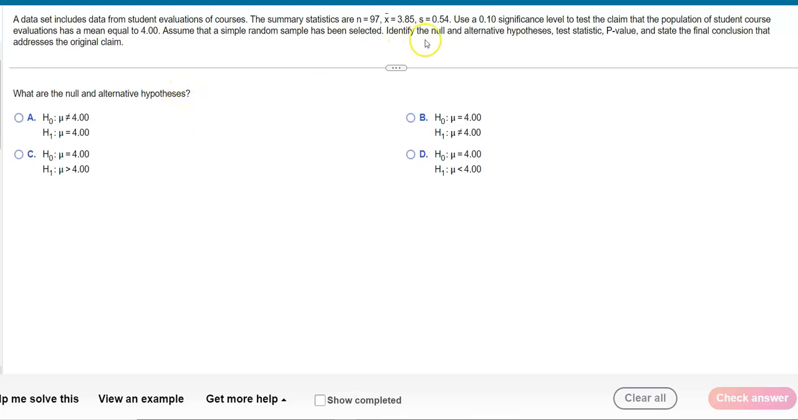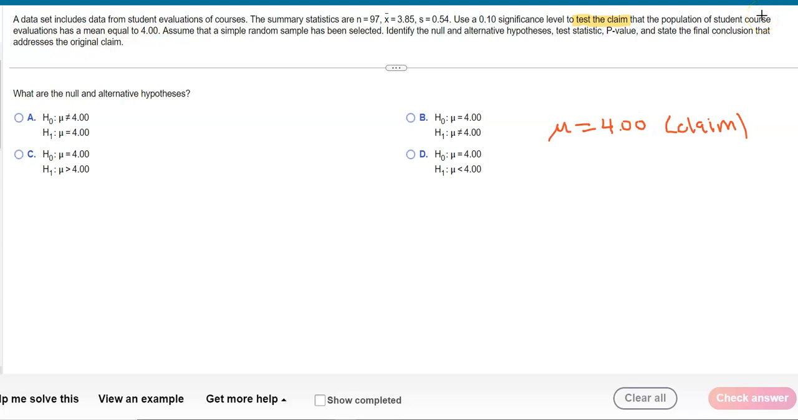So let's look again at our claim. Recall, the claim was up here. They told us to test the claim that the population of student course evaluations has a mean equal to 4.0. So if we were going to write this down, remember that the mean is represented with this symbol, and we want to say that is equal to 4.00. So this is our claim. So I like to just put next to it, claim.